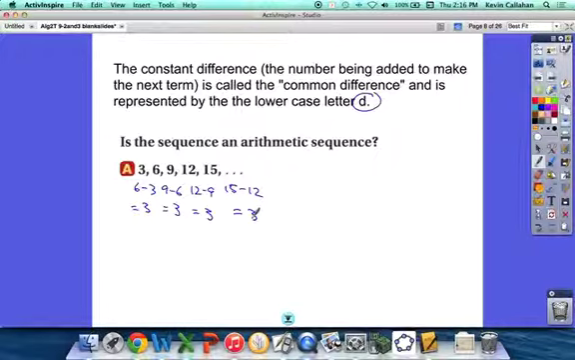You know, if that last number was 16, you'd have to go back and say it's not arithmetic, right? It's got to be constant for every difference of consecutive terms. So you would say that d equals 3. Good.